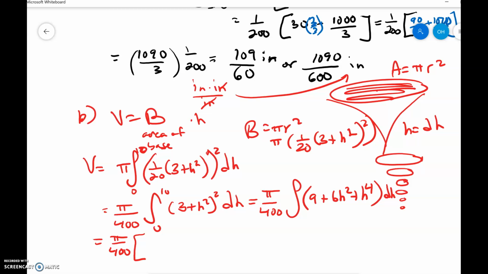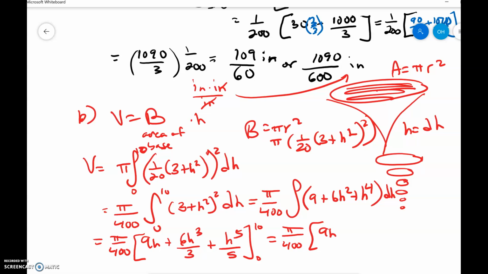So the antiderivative of 9 is 9h, and the antiderivative of 6h squared is going to be 6h cubed over 3, which I'm going to reduce into 2 on the next line, and the antiderivative of h to the 4th is h to the 5th over 5. And I'm evaluating that from 0 to 10. Now I'm just going to clean it up. It's 9h plus 2h cubed plus h to the 5th over 5.